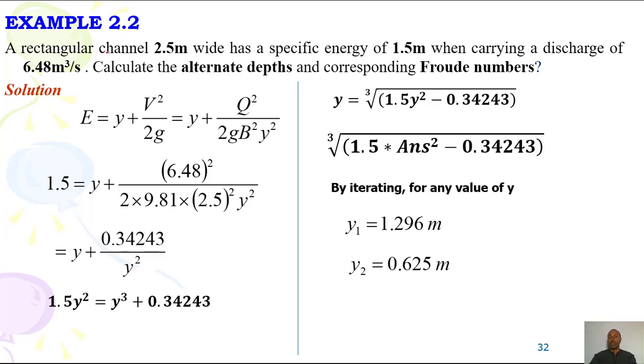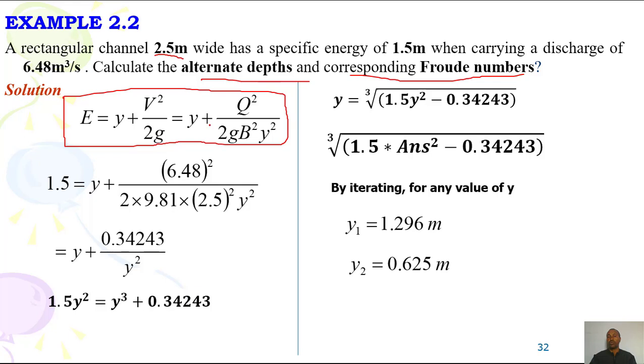Example 2.2. A rectangular channel 2.5 meter wide has a specific energy of 1.5 when carrying a discharge of 6.48. Calculate the alternate depths corresponding to the given numbers. So you have this specific energy formula. General equation for specific energy is this one: y plus v square over 2g is equal to y plus, in terms of discharge, q square over 2g b square y square. Then if you substitute, then y is the unknown value.